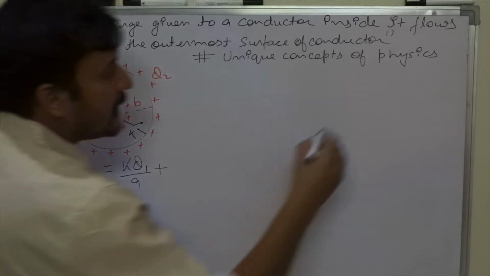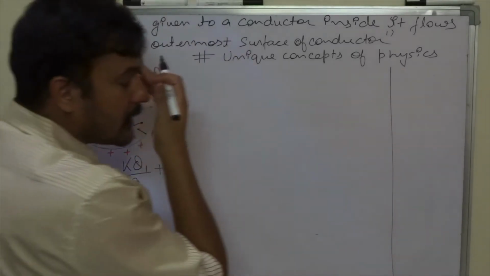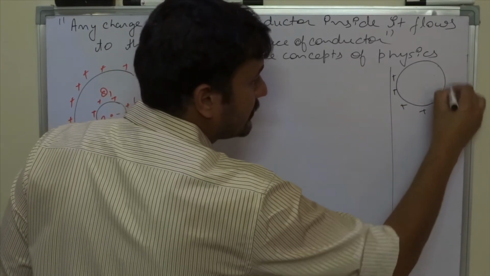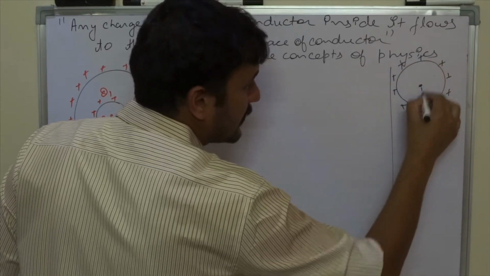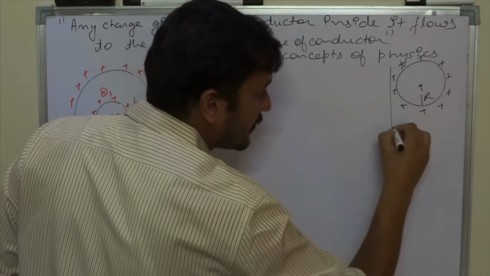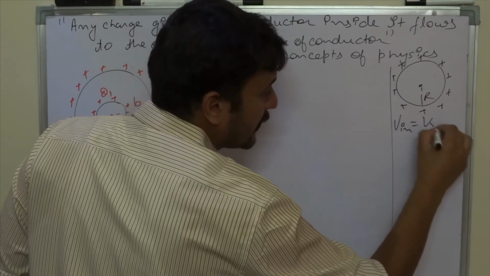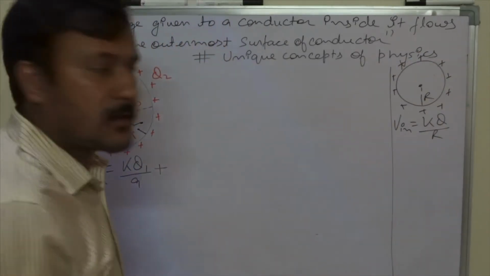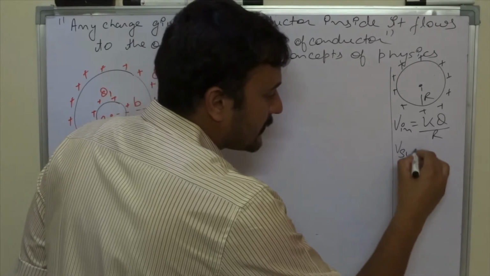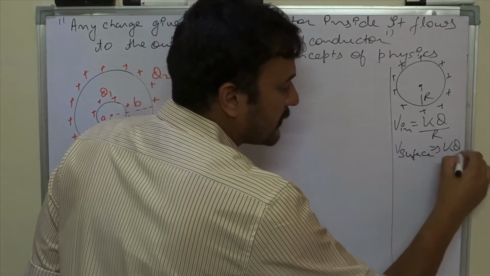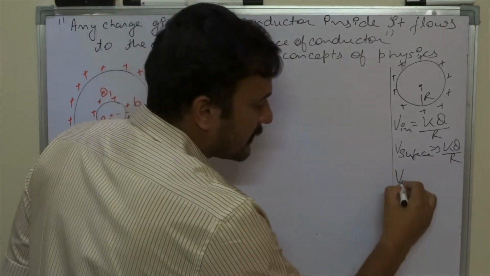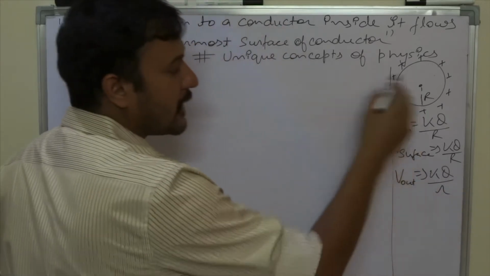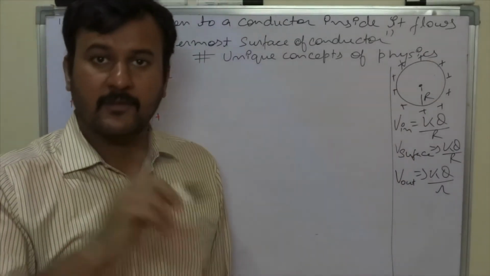First of all, let me write some formulas here. We know that the potential due to a conducting sphere inside it, V inside, is KQ by R. Inside the sphere at any point, the potential is KQ by R. V on the surface is also KQ by R, and V outside the sphere is KQ upon small r, where small r is the distance of that point from the center of the sphere.